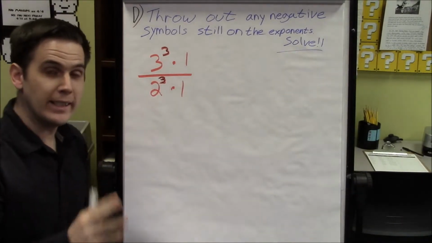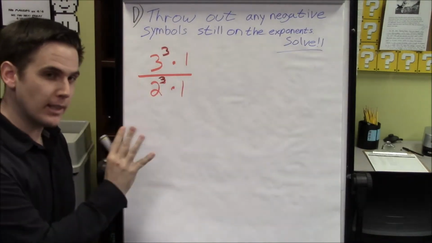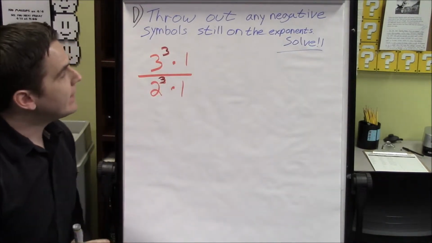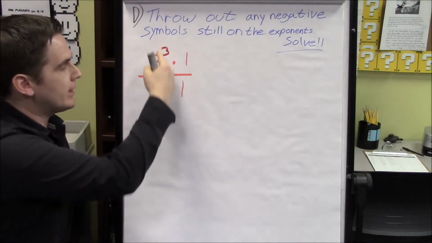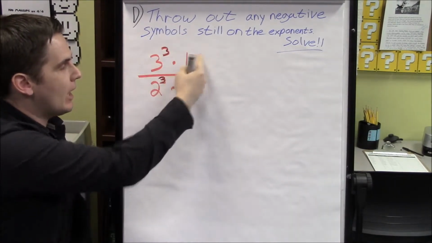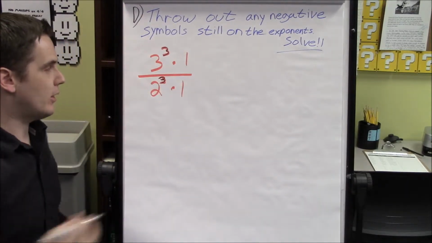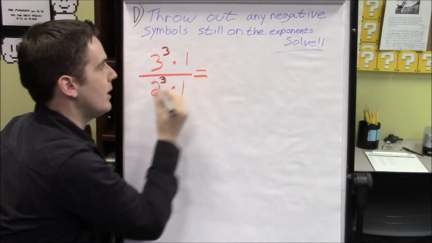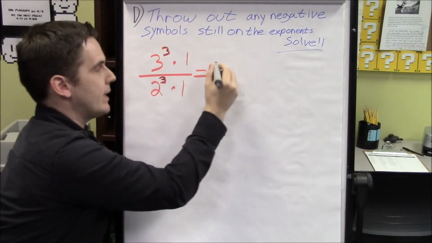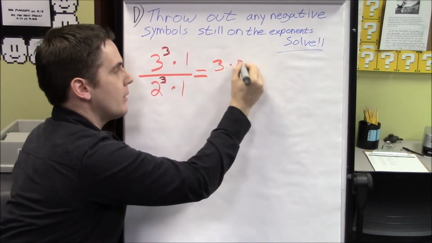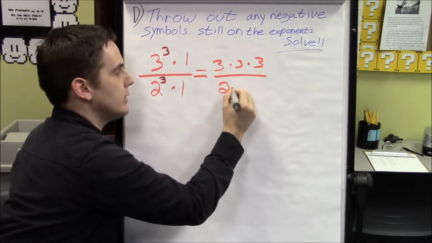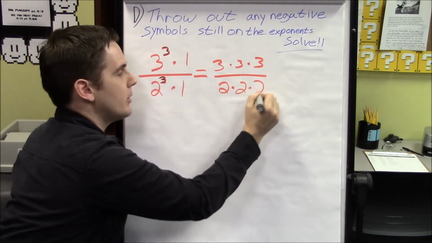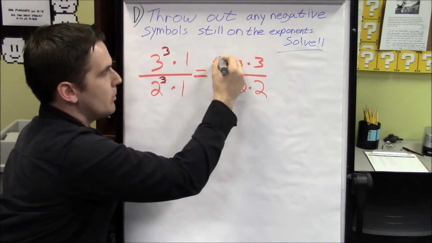Through the magic of editing, I'm back after a slight interruption. Throw out any negative symbols still on the exponents, then solve. So as you can see, we got rid of the exponents. Now we're going to go ahead and solve. So 3 times itself 3 times, 3, over 2 times 2 times 2. No matches, so multiply away.